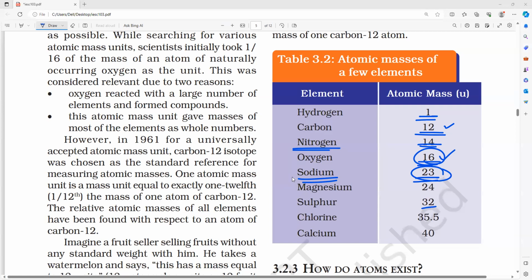Write it, everybody. Potassium atomic mass is 39.098. You can take it as 39. The decimals are not required, you take it as 39.